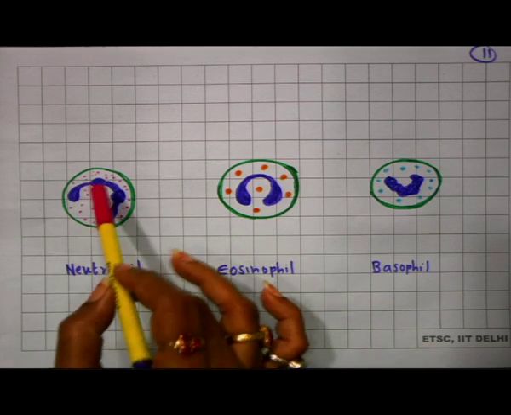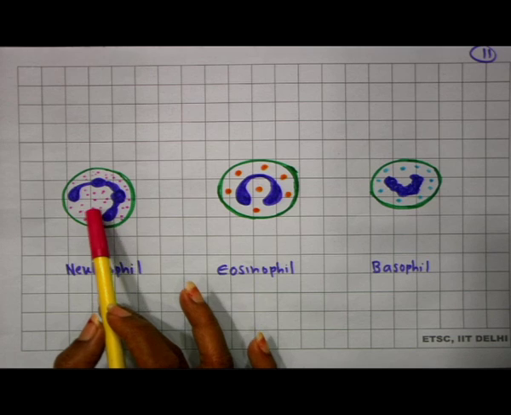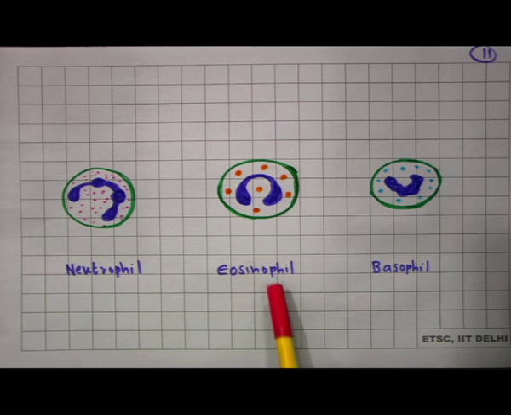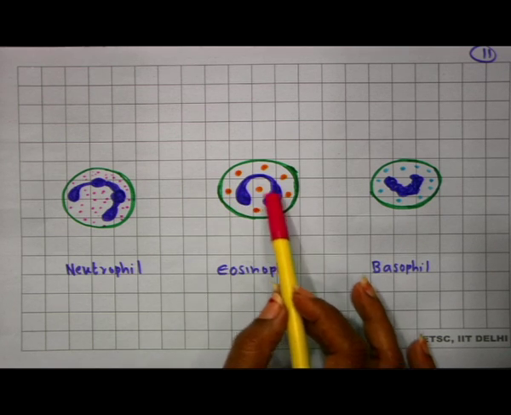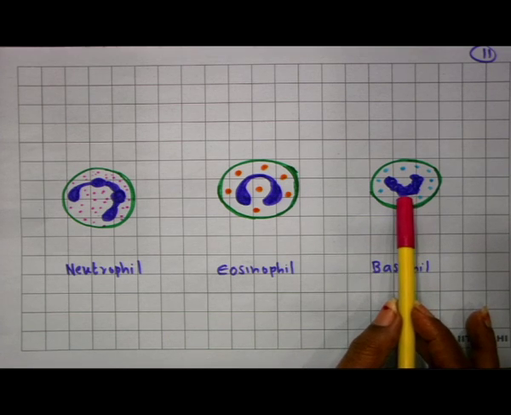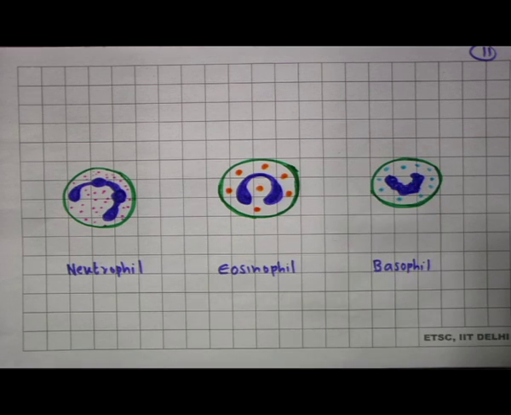And here the cytoplasm has small pink or mauve colored granules when we stain the blood smear with a Leishman stain. Eosinophils have a spectacle shaped bilobed nucleus with orange colored large granules in the cytoplasm. In basophils, the nucleus is lobed, but the lobes are not clear or distinct, and it contains blue colored, large coarse granules in its cytoplasm. So, these are the three different identifying features of these granulocytes.